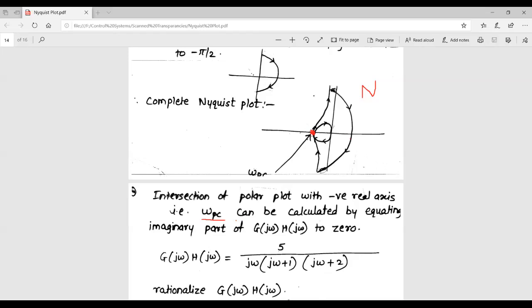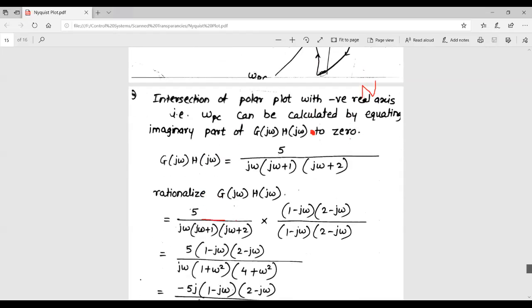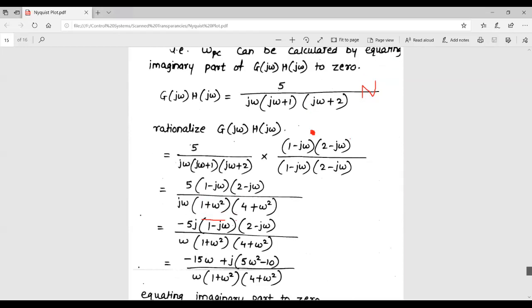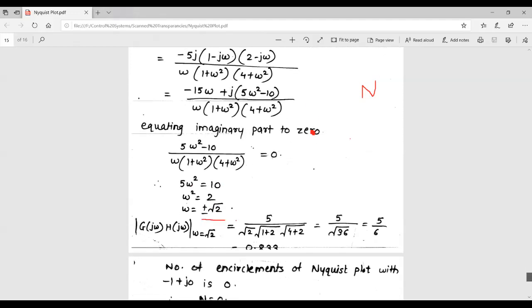part to 0. So in the next steps, what we are doing is rationalizing the equation. We know this method, we have studied it before in our curriculums. By rationalizing this, we are separating out the real part and the imaginary part. In this imaginary part, again, we are equating the imaginary part to 0, and we are getting this equation. Omega is equal to plus minus under root 2.